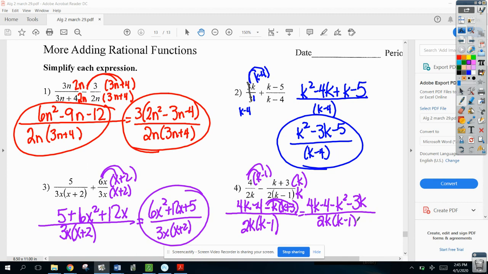Add like terms on the top. Your answer should be negative k squared, 4 minus 3 is plus k minus 4, all over 2k times k minus 1. That's your answer.